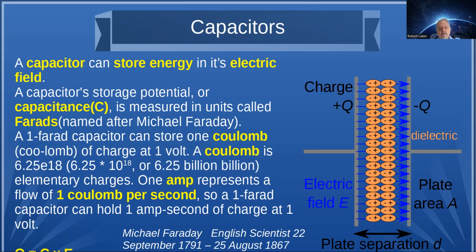And you don't have to remember that a coulomb is 6.25 times 10 to the 18th, or 6.25 billion billion charges, elementary charges, equivalent to free electrons. And if you remember, an amp was 1 coulomb per second. So a 1 farad capacitor can hold 1 amp second of charge at 1 volt.